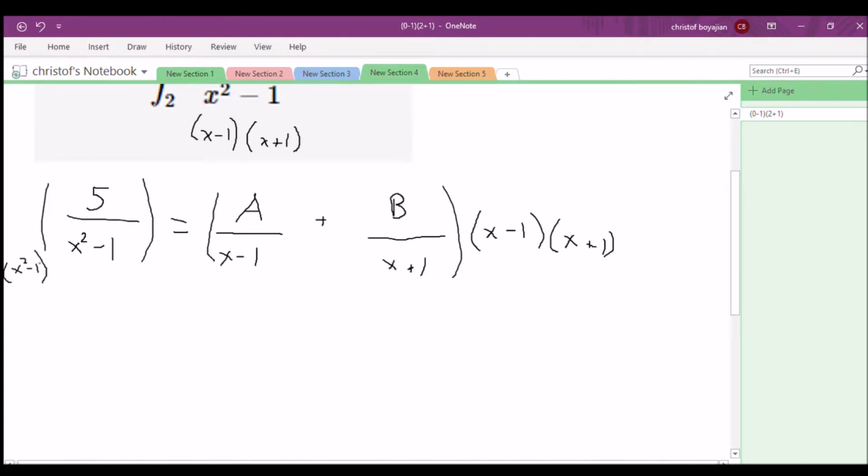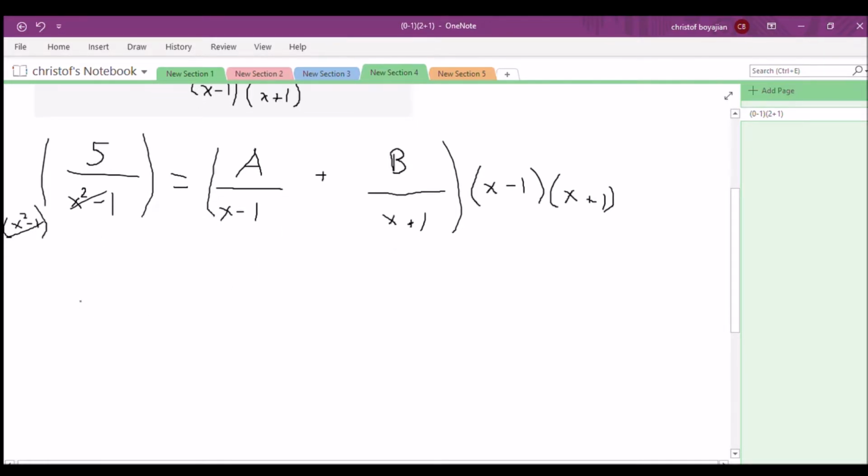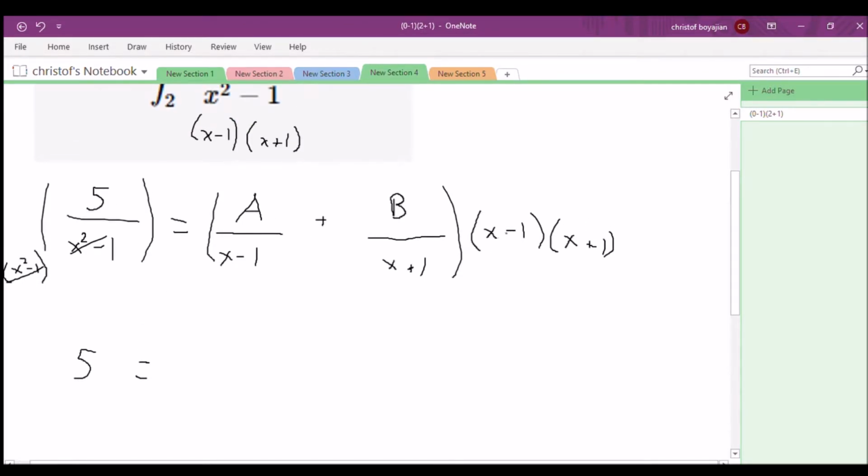All right, and then we're going to see that these two cancel out. And then over here, we're distributing, right? So let me write the equation. We have 5 on this side is equal to, now if we distribute x minus 1 times x plus 1 to A, we know that A is just going to be multiplied by x plus 1, because x minus 1 in the denominator cancels out with this factor, plus B times the factor x minus 1.